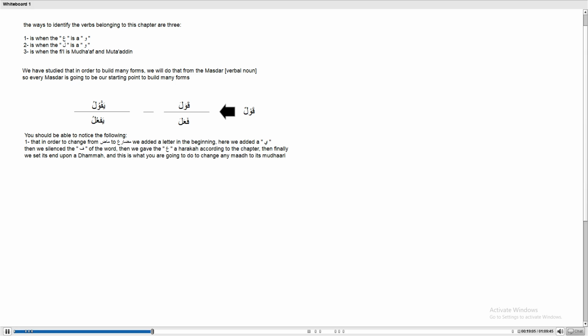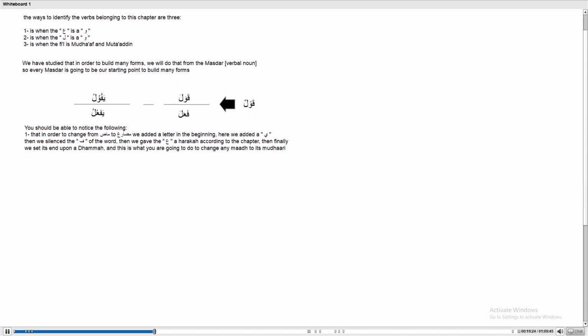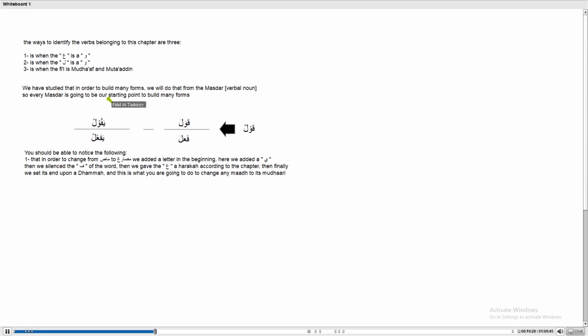Clear? So then again, in order to change from madi fa'ala to mudari' yaf'ulu, what did we do? You can notice step by step what happened. First we added the ya. Compare the madi to the mudari'. Let the madi be the starting point for you to build the mudari', just as the masdar was your starting point to build the madi. So now, compared to the mudari', what happened? We added the ya.